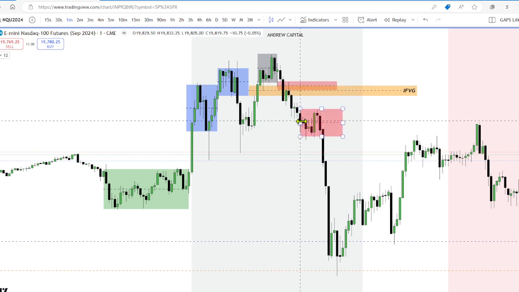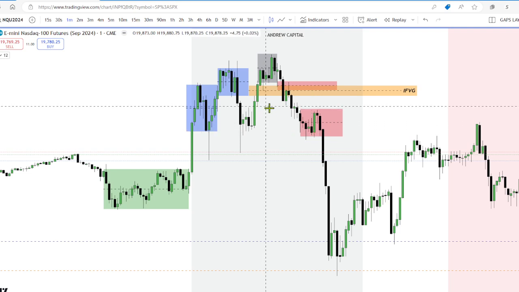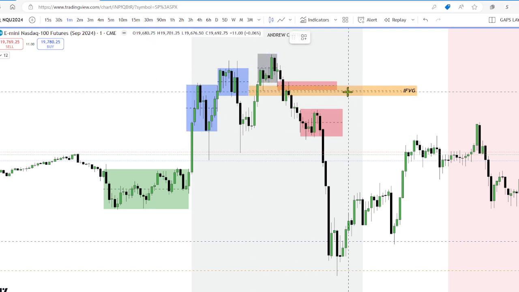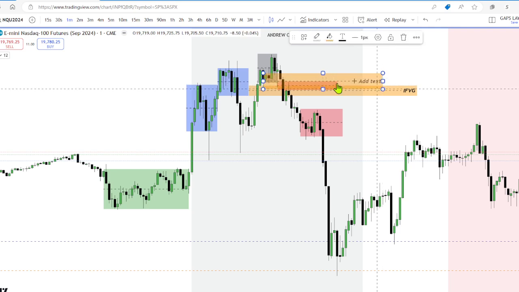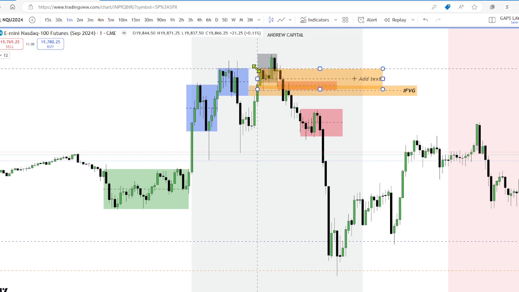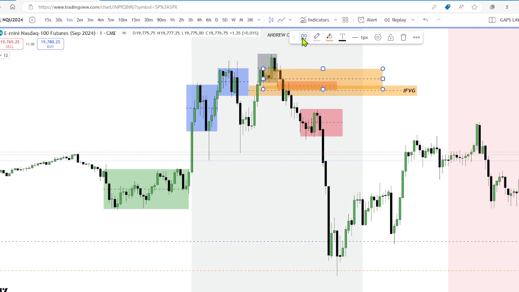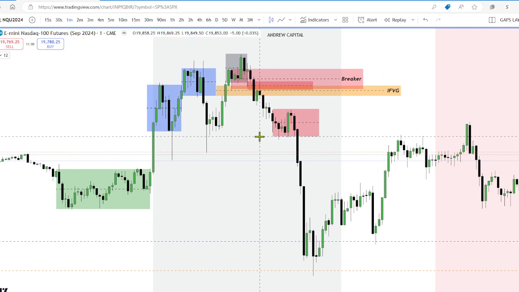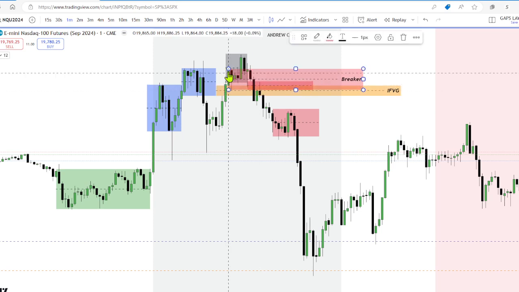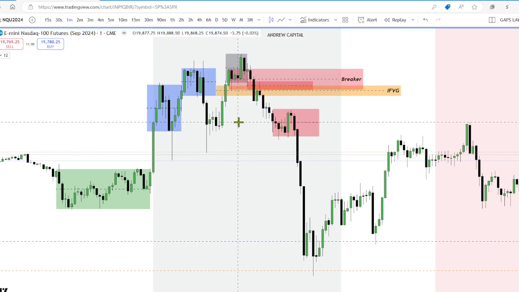Okay, we drive lower. Let's mark up this breaker here, bearish breaker. So there's your breaker as well, tapping into the bottom half of this breaker. We're using the whole wick and the whole body here of this bearish candle. We then drive lower.